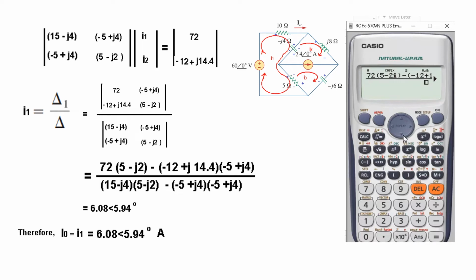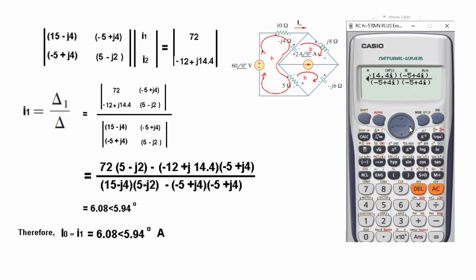Now we come to the denominator, bracket 15 minus j4, that is 4i, bracket closed, bracket 5 minus j2, 5 minus 2i, bracket closed, minus sign, bracket minus 5 plus j4, that is 4i, bracket closed, new bracket, minus 5 plus j4, that is 4i, and so we have entered all the values.